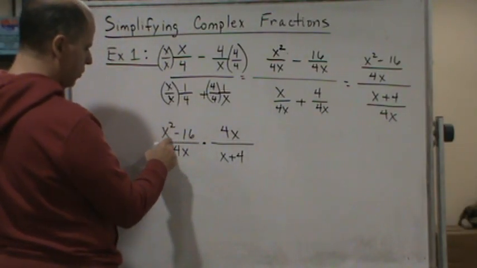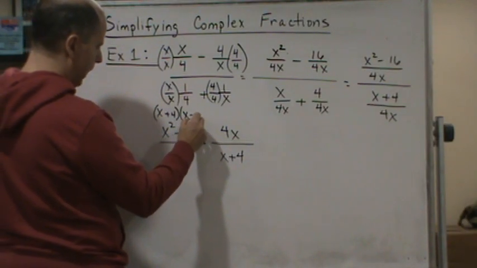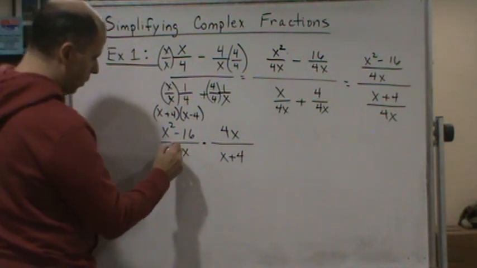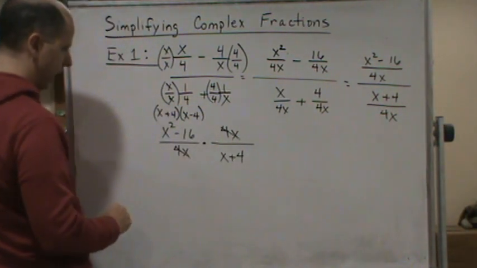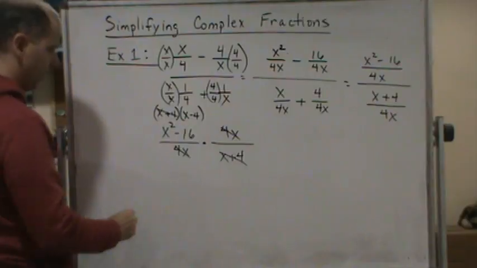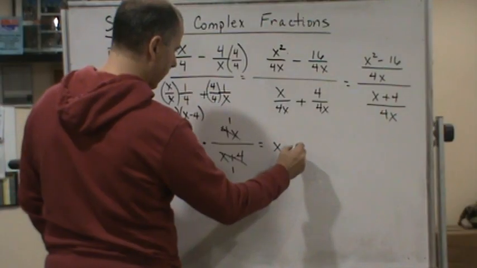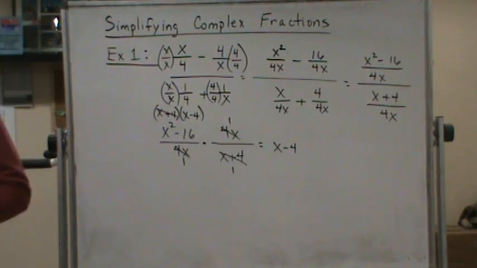And now this is the difference of two squares, so I can write that as x plus 4 times x minus 4. And so this 4x divides out that 4x. This x plus 4 divides out this x plus 4. And so I get 1 here, 1 here, 1 here. And so I end up with x minus 4 as the final answer. Okay? And that's it.